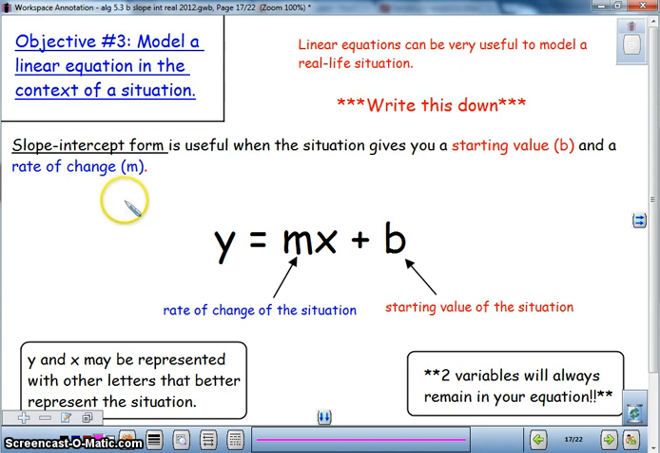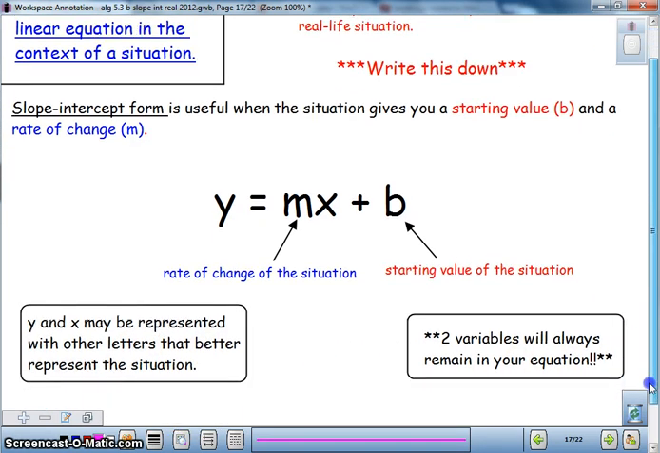And a lot of times you're going to see this in a situation as how much per year, per month. Usually you'll see that word per. That's telling us that it's changing per whatever our time unit is. So a start position and then the change. Remember, y and x could be different letters if we're looking at a real situation. We always need to have two variables in our equation.